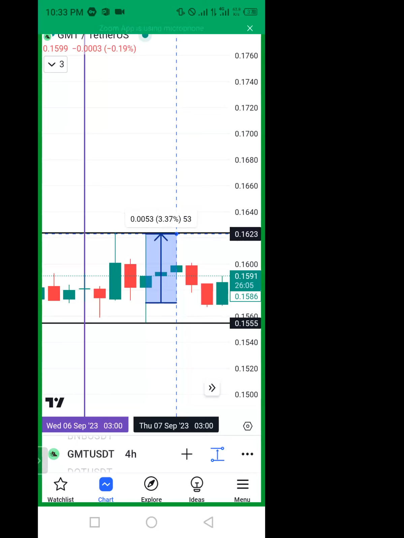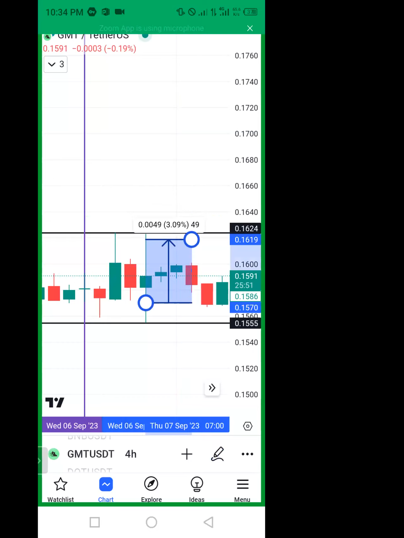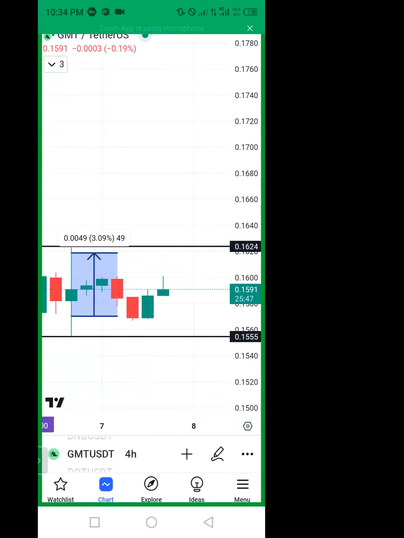Why? Because as soon as it hit the resistance, you see this one, it was pushed down and it went down. So if you had put your exit up here, maybe your trade might not even sell, so it is okay to put it a little bit below. And I make my 3%, I get out.